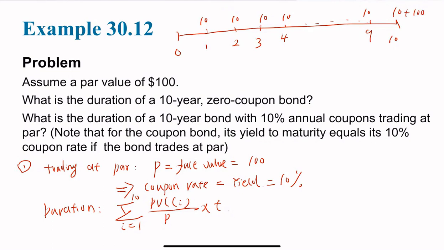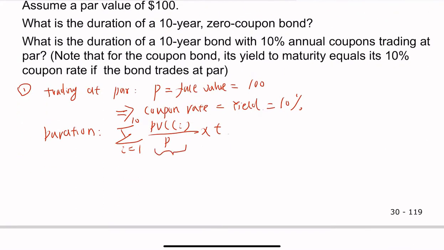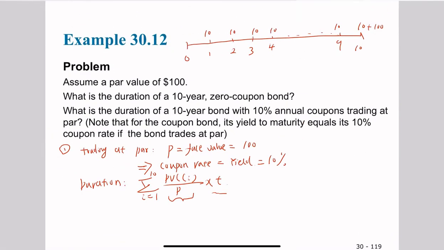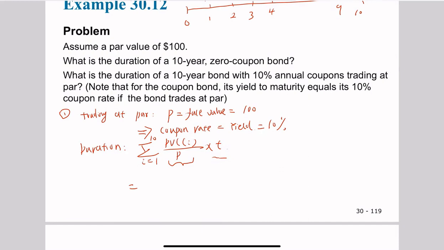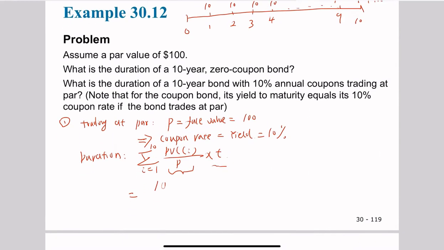And we also have to use this weight times T. That's how we can get our duration. So if we plug in these numbers, the duration would be the first payment of $10 discounted value divided by the bond price, 100, times 1. And then the second would be the second payment divided by 1.1 squared, divided by 100, times 2.